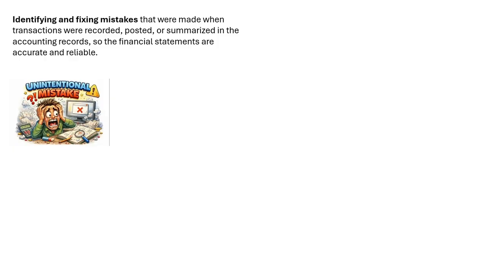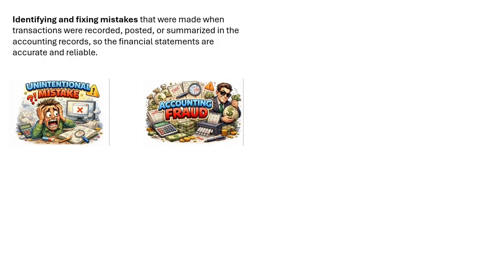The second category is fraud. Fraud is intentional. It involves deliberately manipulating accounting records to misrepresent financial results. Fraud is usually investigated by auditors and forensic accountants. Their job is not just to find mistakes, but to identify intentional misstatement, concealment, and manipulation. In this lesson, our main focus is unintentional errors, not fraud.